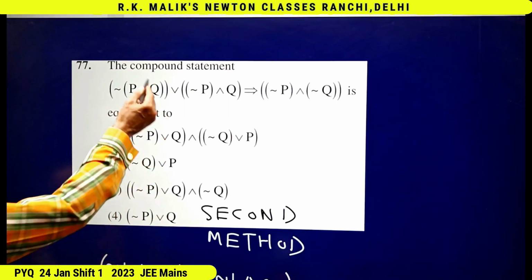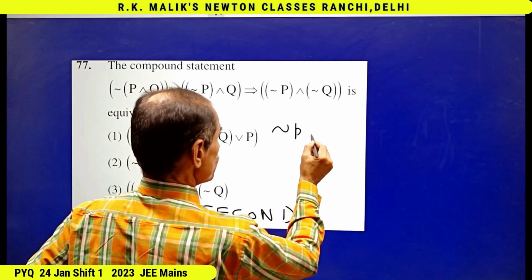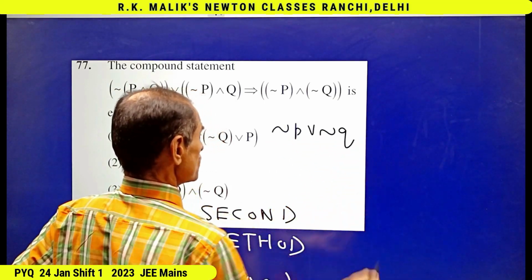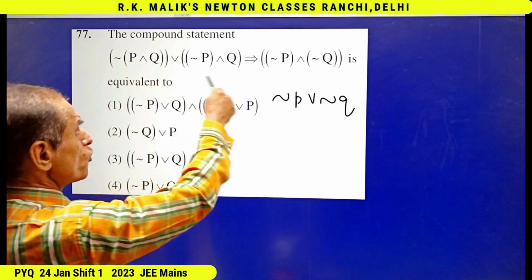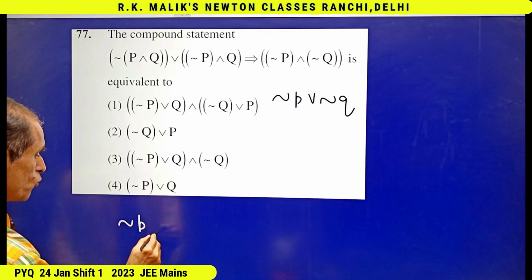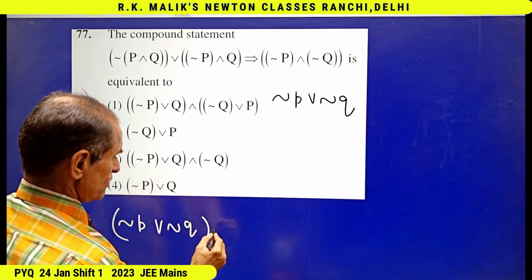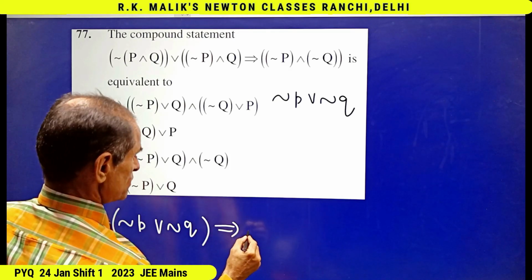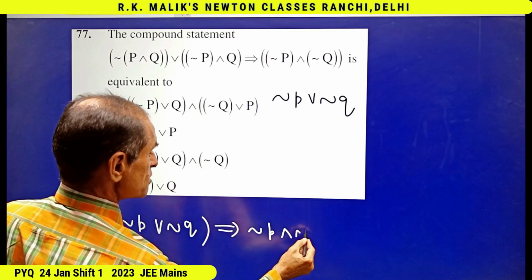Hence, I conclude that this has reduced to negation P or negation Q. And now this whole statement becomes negation P or negation Q implies negation P and negation Q.